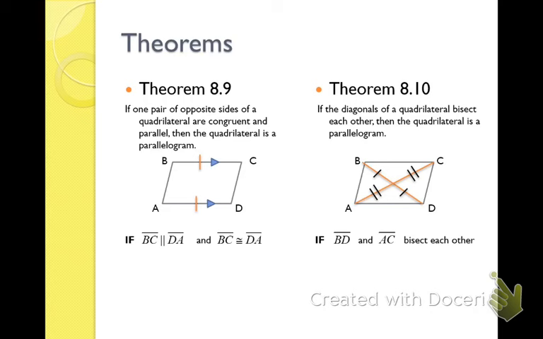8-9. This is new. We didn't talk about this last section. But if one pair of sides in a quadrilateral, in this case BC and AD, are congruent and parallel, right? So the sides have two characteristics. They're congruent and parallel. Then we know it's a parallelogram. You only need to know something about two sides. They're congruent and parallel. Then we have a parallelogram.